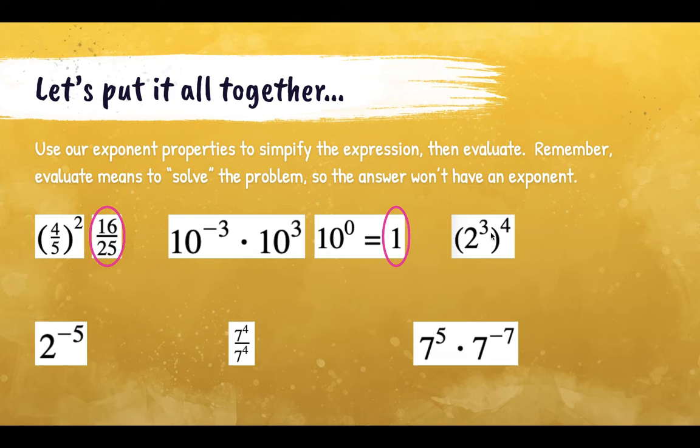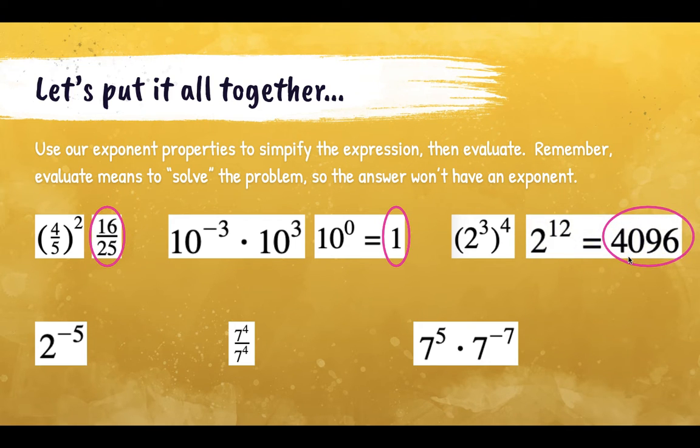This rule, power to a power, means we're going to multiply. 3 times 4 is 12, so 2 to the 12th power. If you need the calculator, feel free to do that. If you need a review on how to put that into your calculator, please let us know. 2 to the 12th power, that means 2 times itself 12 times, will be 4,096.